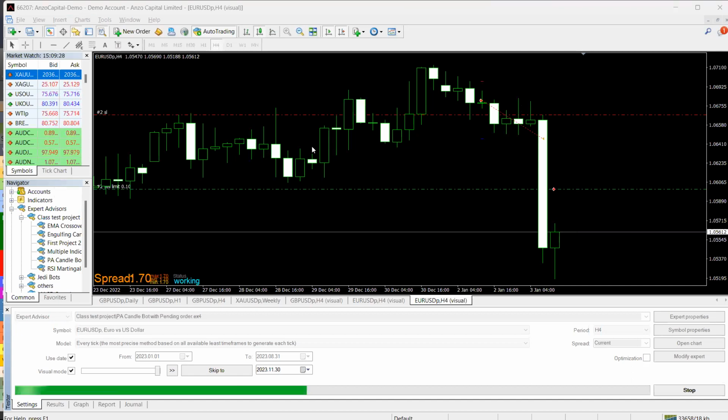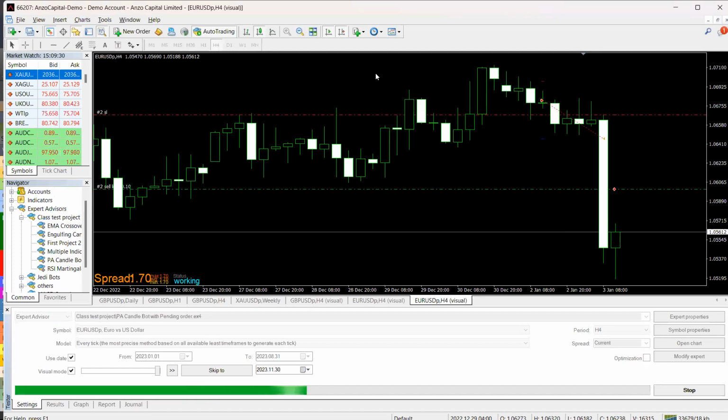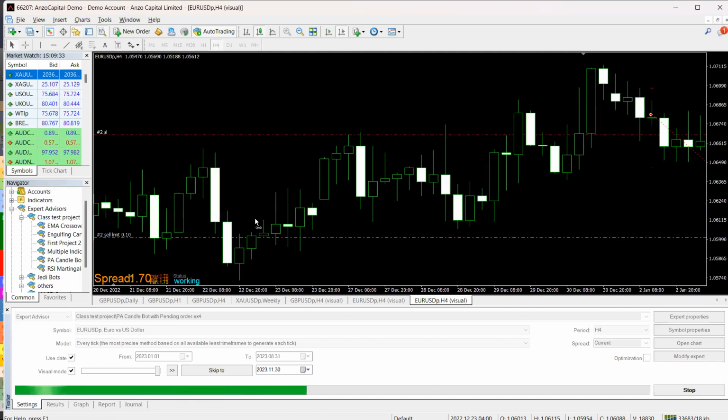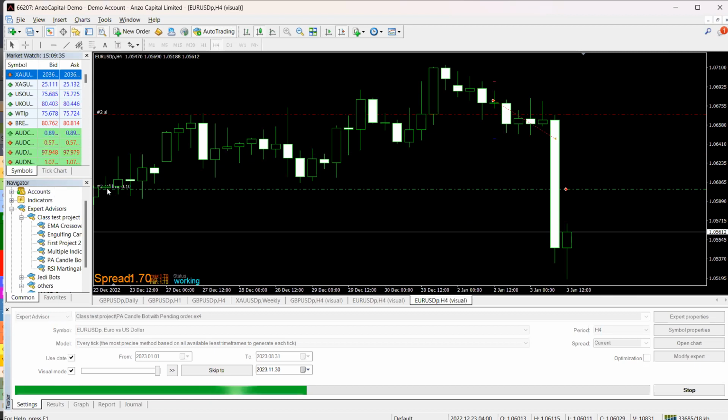If you look here, let me see if I can drag this out a little bit. I don't know if you can see this, but just look here, you would see that it is a sell limit order. You can see it here. There's no trade placed yet. It's a sell limit order. It's only going to place a trade if price comes up here. So let's see if that happens.